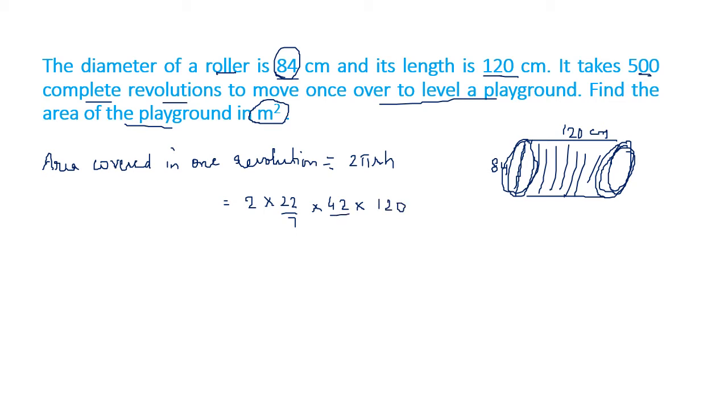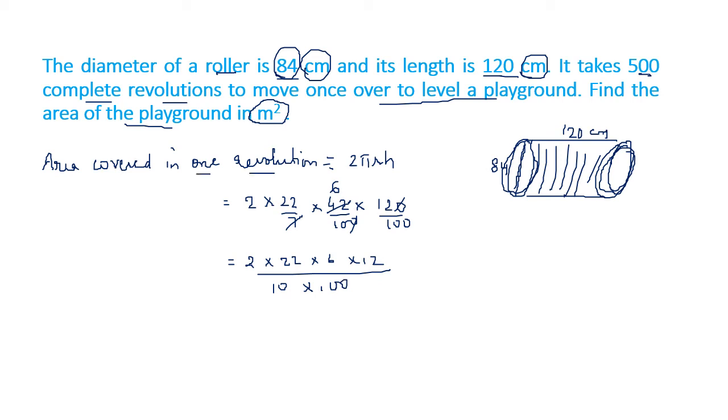What we'll do, we'll put a 100 below here and a 100 below here. Why? Both are in centimeters. To convert them into meters, we divide by 100. So 7 ones are 7, 7 sixes are 42... the 0 and the 0 get cut. So we are left with 2 into 22 into 6 into 12 upon 10 into 100. This is the area covered in one revolution.